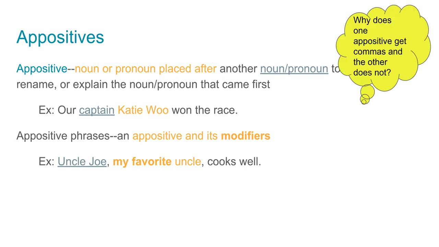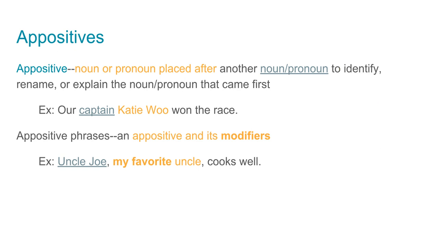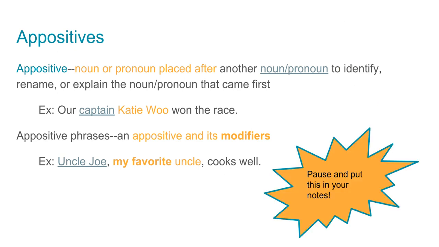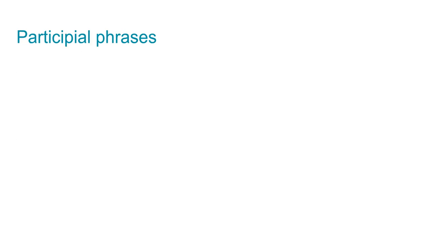I want you to stop and think for a minute. In our first example, the appositive Katie Wu is not surrounded by commas, but in the second example, it is, and you're going to need to know why. So think and maybe jot your ideas in your notes. Why does one appositive get commas and the other does not? Make sure you have all this information in your notes.